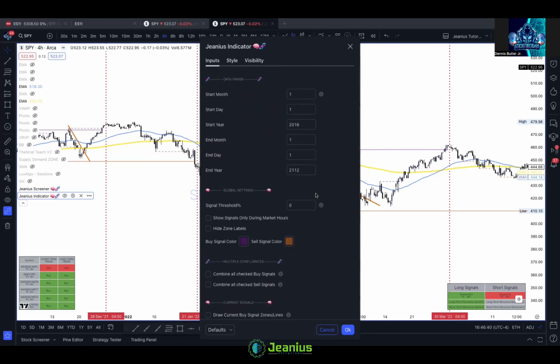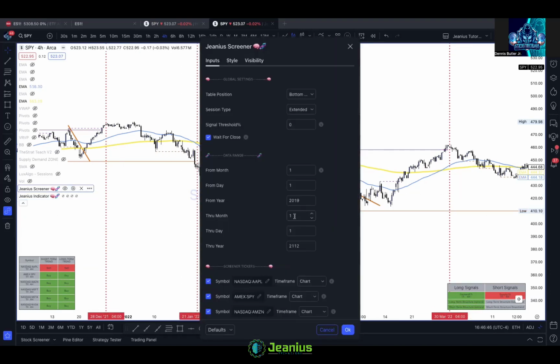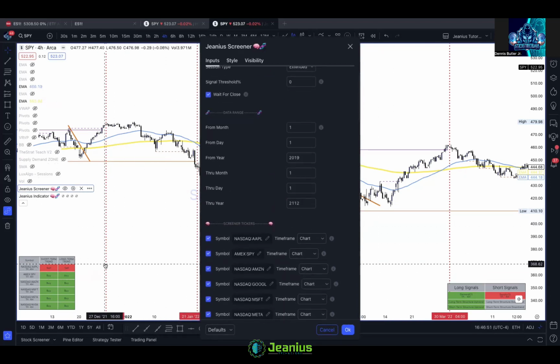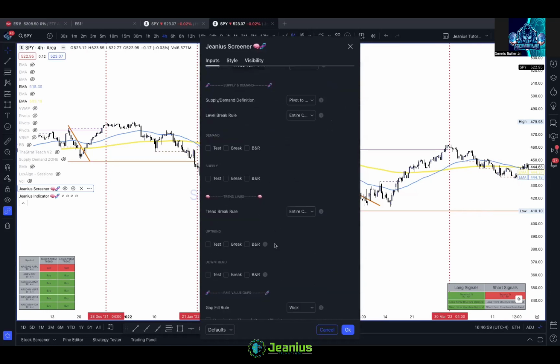Also, let me slide back up here to the top to make sure this is on. Okay, demand. All right, let me turn the same thing on the screener so we can see what else is happening on other tickers right now. This is just the ticker that I'm on, which is SPY, but let's see if any other tickers are giving any signals with these same combinations.